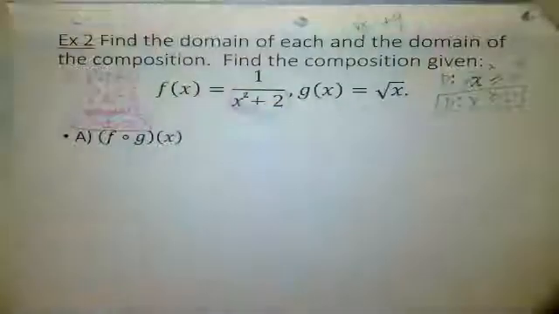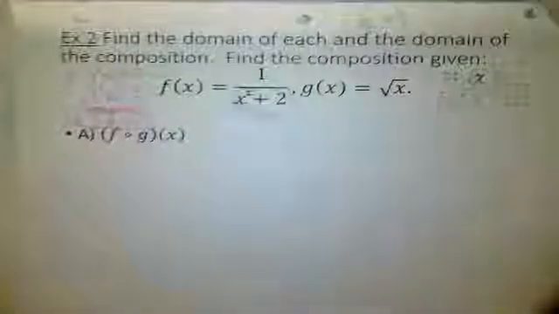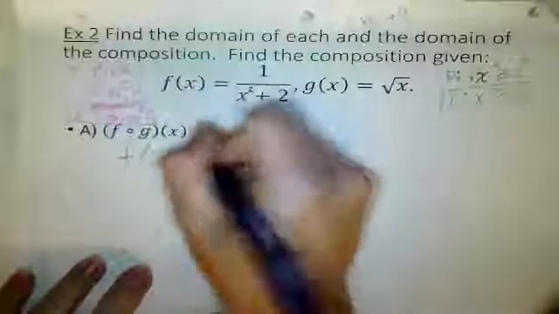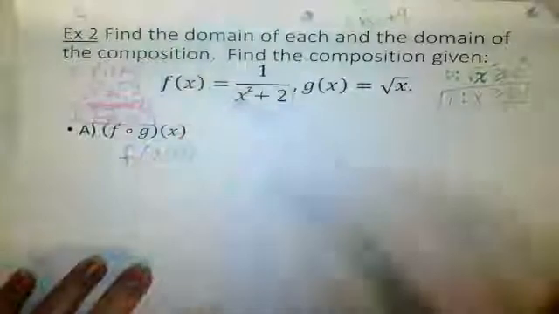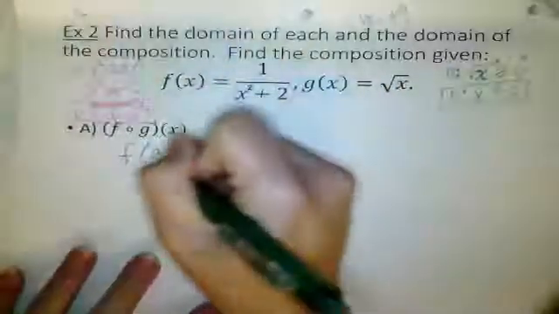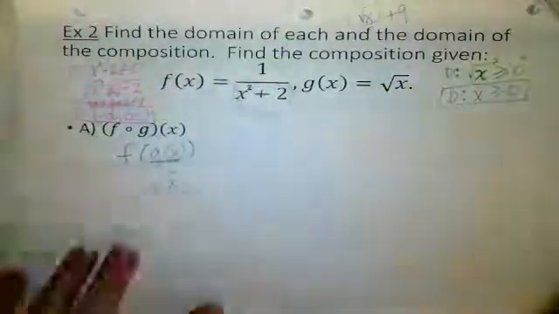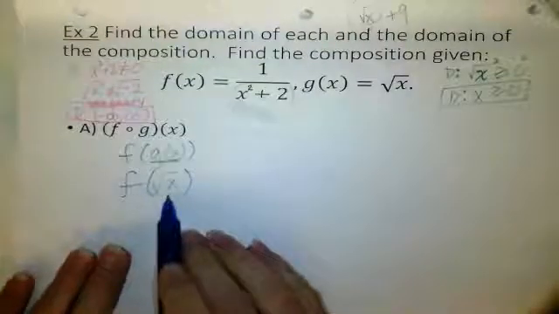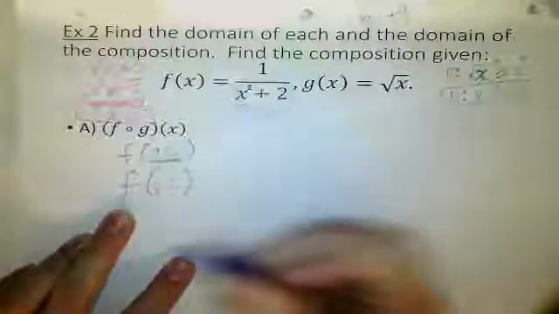So now we need to find the composition. So we need to find, what does f of g really mean? F of, and then on the inside, we have g of x. Okay. I can do that. What can I plug in place of g of x? Radical x, okay. And so now I have f of radical x. What does f of radical x tell me to do? Plug in radical x in my f function there.